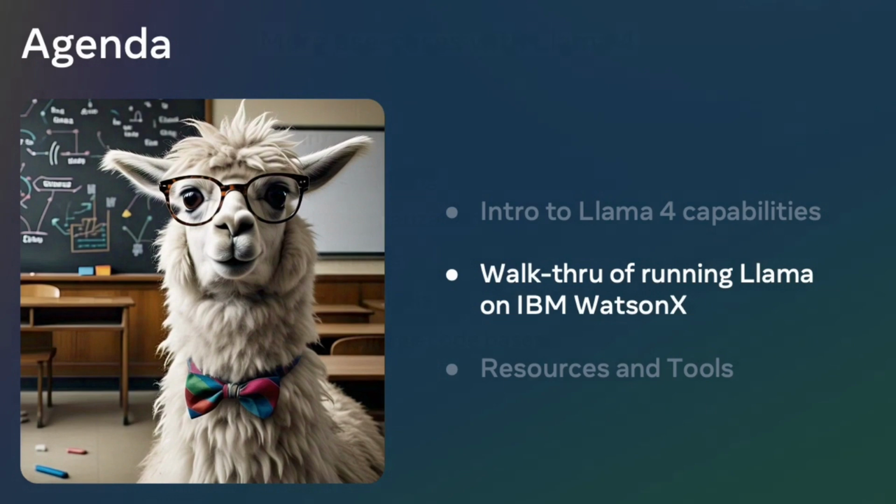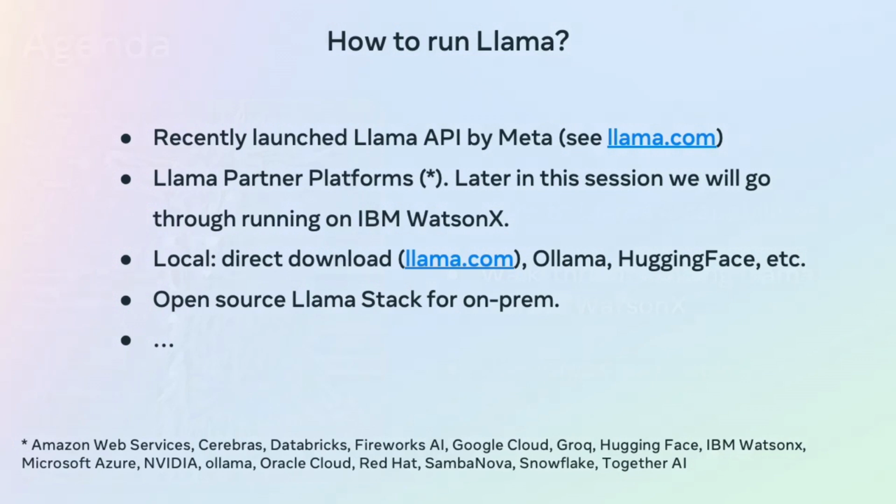Next, let's discuss how to run Llama in general and then do a walkthrough of running it on IBM watsonx. So where and how can we run Llama? There are several options available, each with its own strengths and value propositions. Let's explore some of those options. One way to access Llama is through the recently launched Llama API by Meta on llama.com. However, please note that you may be waitlisted, so we will discuss alternative methods to get started immediately.